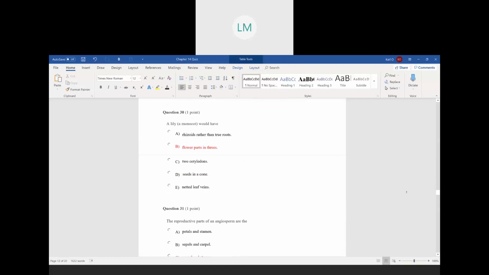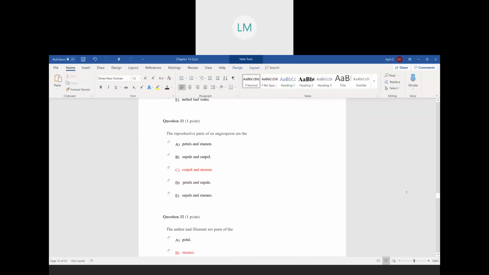Question 30, a lily, which is a monocot, would have what? This is repeating one of the other questions we just saw. They have flower parts in threes. They don't have any of those other things. They do have true roots. They only have one cotyledon. They don't have their seeds in a cone, and they have parallel leaf veins. So choice B is correct.